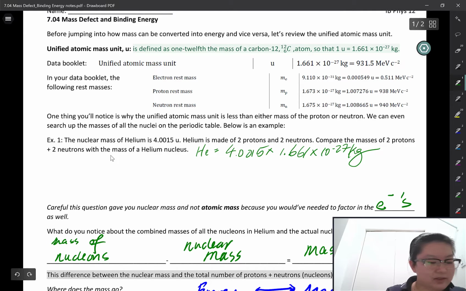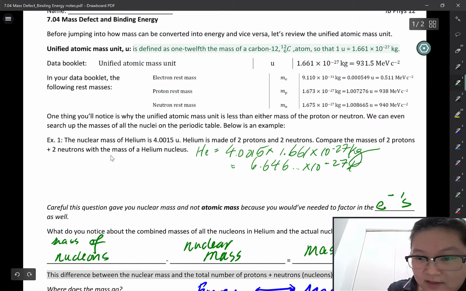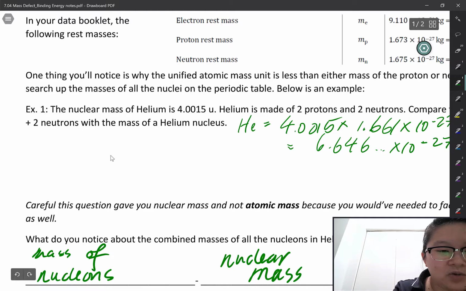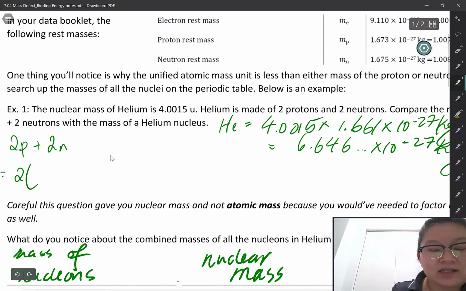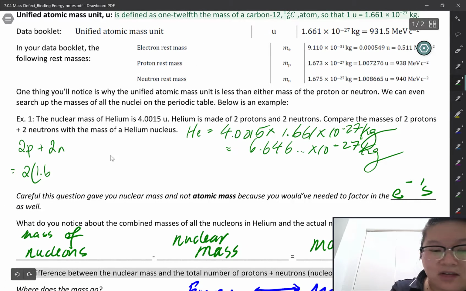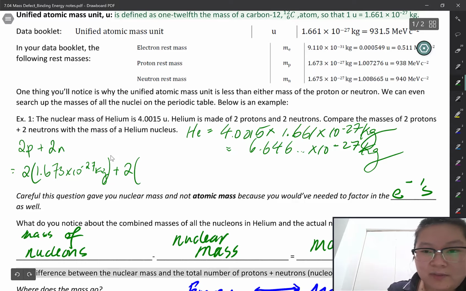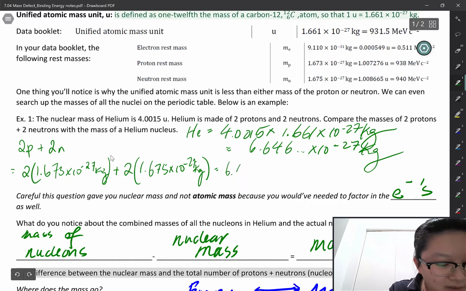Let's do this quick calculation. I get 6.646 times 10 to the power of negative 27 kilograms. I'm going to save that for now. To calculate the mass of 2 protons and 2 neutrons, I am going to do the following. This is 2 times P plus 2 times N from our data booklet. So this is 2 times a proton rest mass, which is 1.673 times 10 to the power of negative 27 kilograms. Notice it's a little bit higher than the unified atomic mass unit. And we're going to add 2 times the neutron, which is 1.675 times 10 to the power of negative 27 kilograms. Notice that's also a little bit heavier than a proton. Very interesting. So I get 6.696 times 10 to the power of negative 27 kilograms exactly.